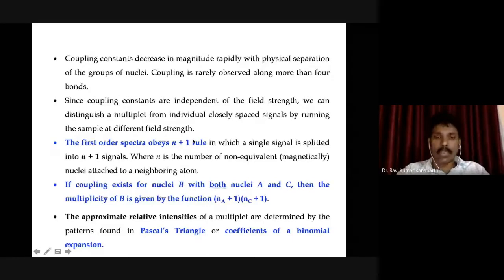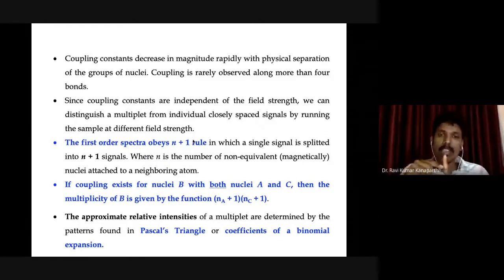So if there are 4 neighboring nuclei, its NMR signal should be a quintet. If there are 3, it should be a quartet. If there are 2 neighbors, it should be a triplet. So the first order spectrum usually obeys the n+1 rule, where n stands for the number of non-equivalent nuclei attached to the neighboring atom. That is another characteristic of the first order NMR spectrum.